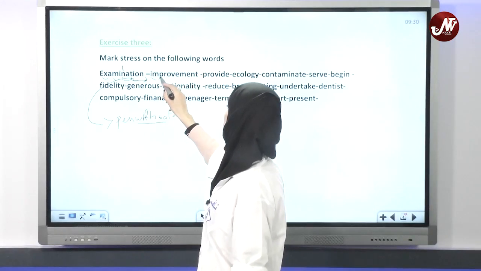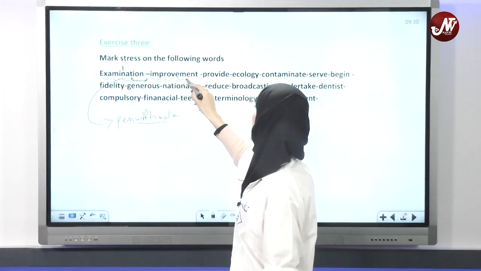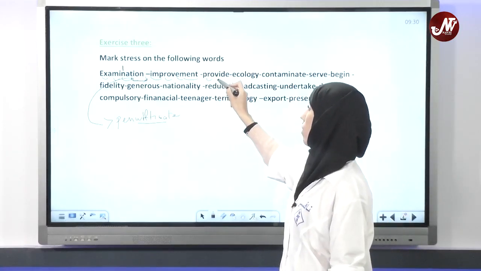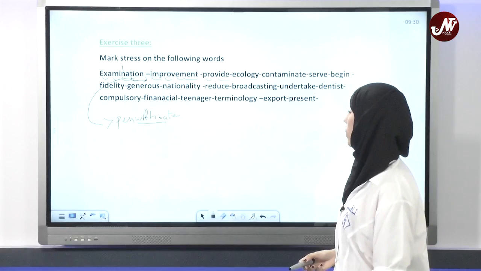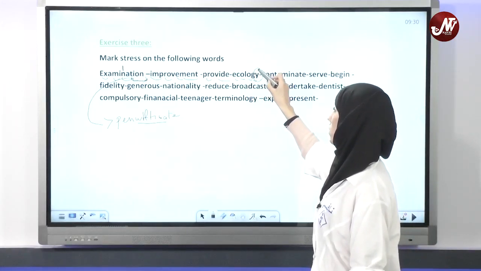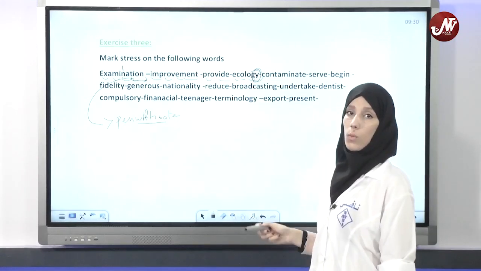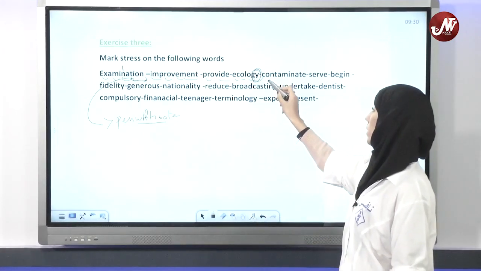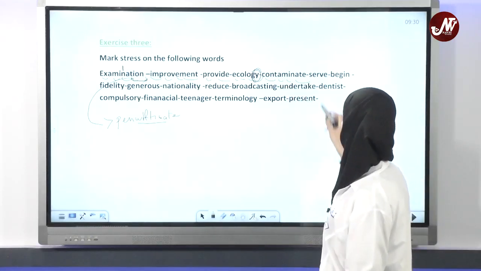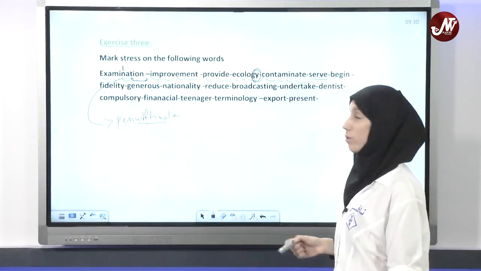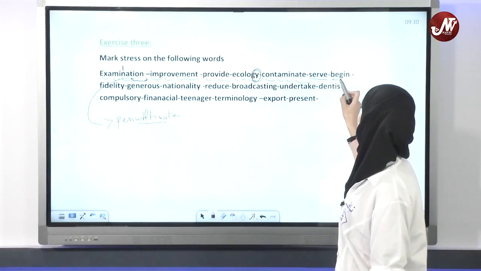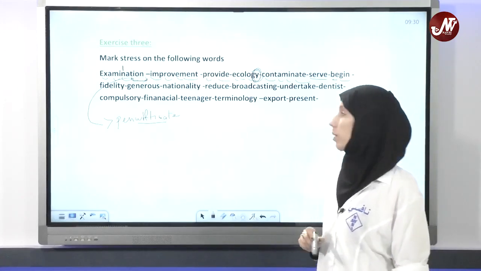So improvement. So more than 2 syllables. We have the verb provide. Ecology, which ends with G, so anti-penultimate stress. Then contaminate, a word with more than 2 syllables. Then serve, 1 syllable word. Then the verb to begin, 2 syllables.